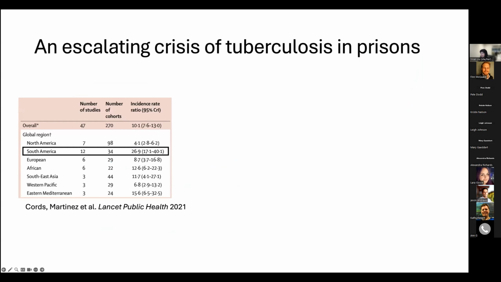And this has really had dire consequences for TB. In a meta-analysis that our colleagues did a couple of years ago, they found that globally, prisons are high-risk settings for TB, with the risk of TB being about 10 times as high in prisons as in the general population. That disparity differs across regions of the world, but you can see again here, South America is an outlier with an incidence rate ratio of about 27 for TB in prisons versus in the general population.